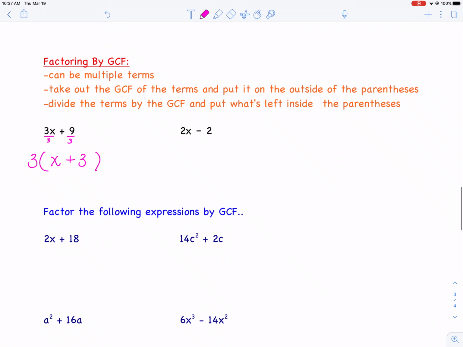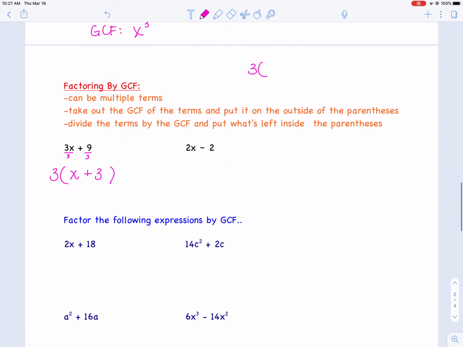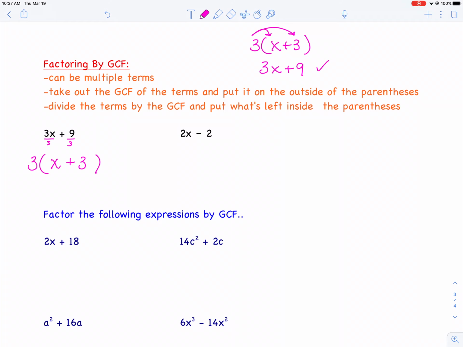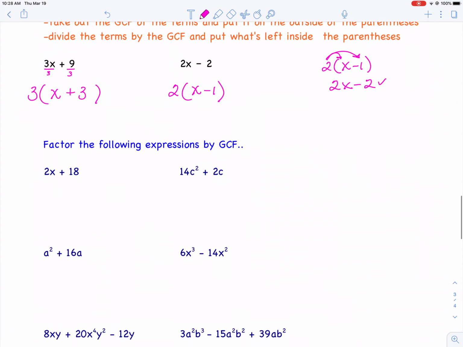The nice thing you could do is take 3 times x plus 3, and if I distribute to check, I would have 3x plus 9, which is exactly what I started with. So I could do that again. The GCF between 2x minus 2, the GCF is 2, and I would have x minus 1 left in parentheses. Again, if I wanted to just do a double check and distribute my 2, I would come up with 2x minus 2, which is exactly what I started with.